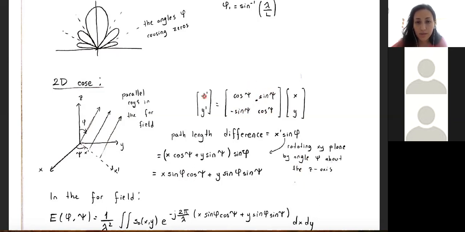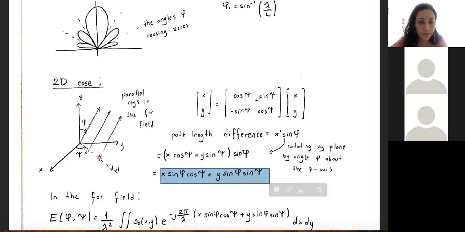If you write x prime in terms of x and y, it's going to be cosine psi times x plus sine psi times y. So x prime is basically this expression in terms of x and y. If we replace x prime with this and open all terms, we get this term. This is the path length difference for the ray that is propagating from this spatial position, in terms of x and y.